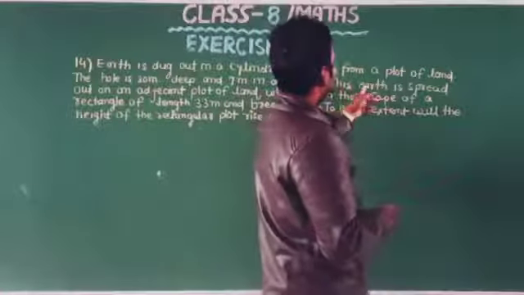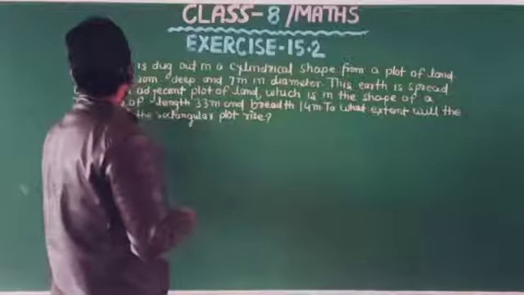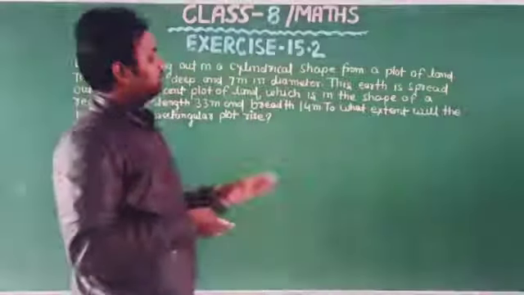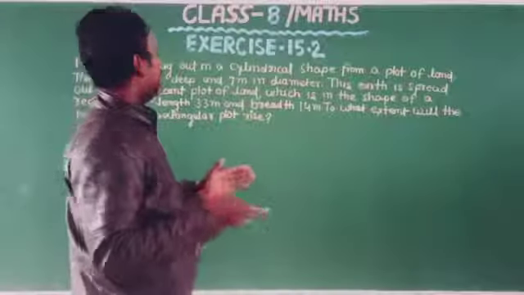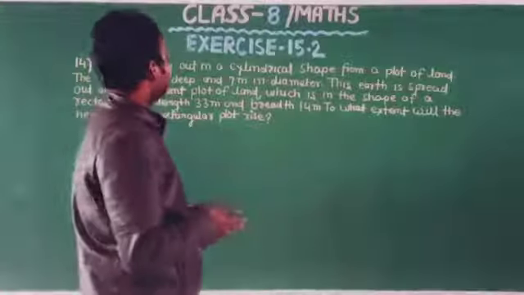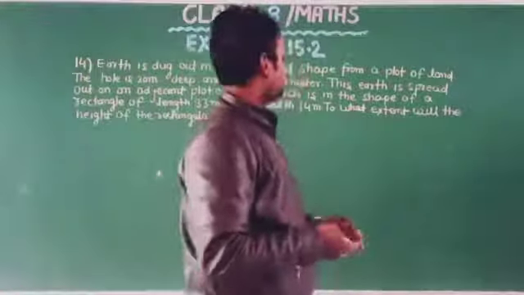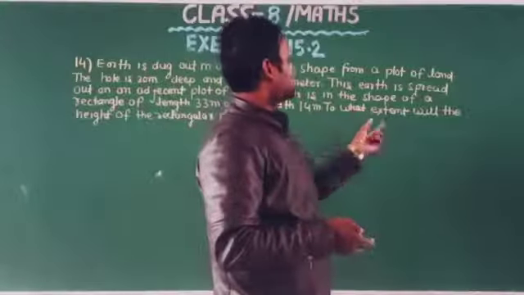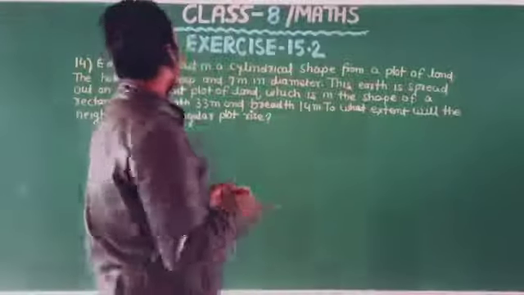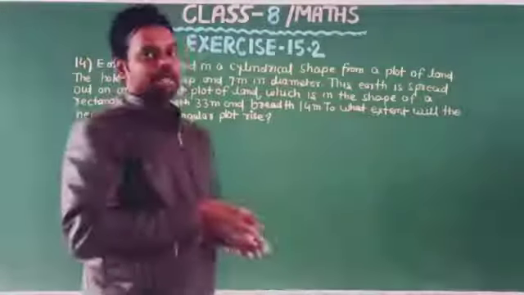This earth is spread out on an adjacent plot of land which is in the shape of a rectangle of length 33 meter and breadth 40 meter. Then we have to find what will be the height the rectangular plot rises.